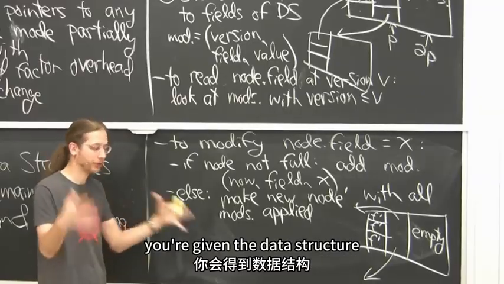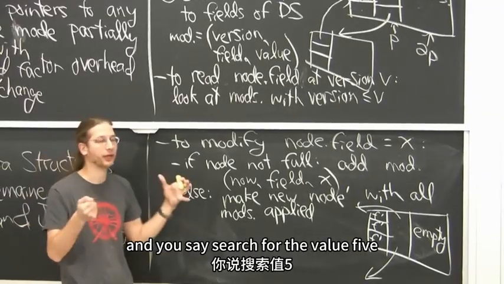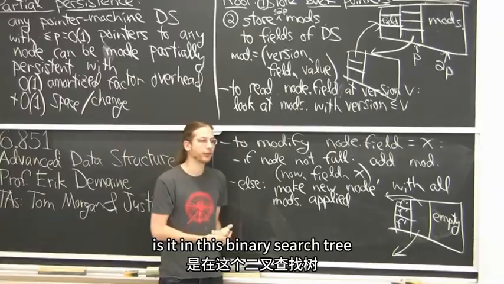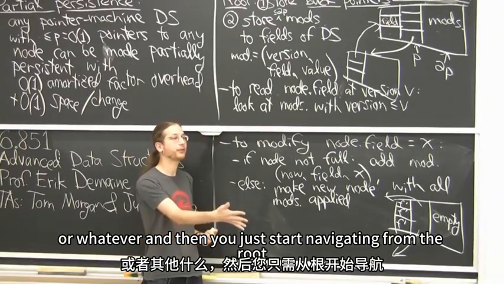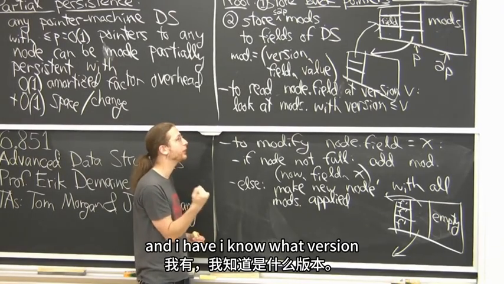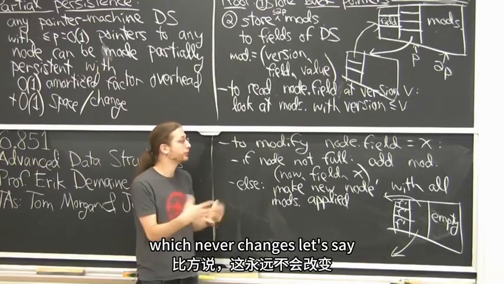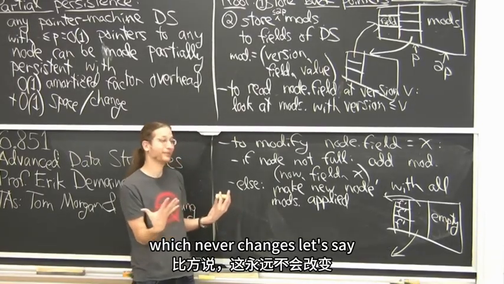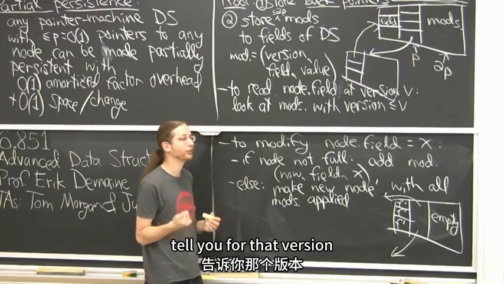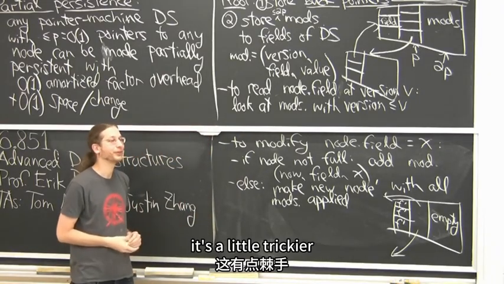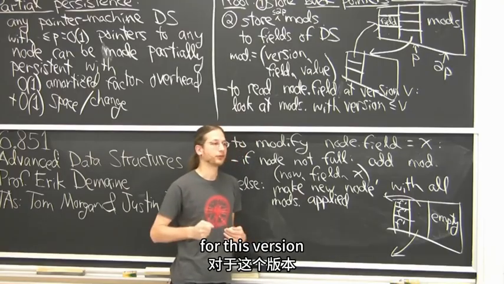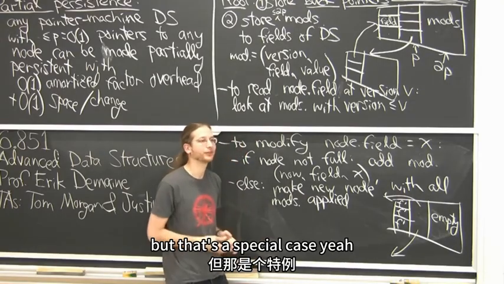You're given the data structure, which is represented by the root node, and you say, search for the value 5. Is it in this binary search tree or whatever? Then you just start navigating from the root, but you know I'm in version 1,000,000 or whatever. I know what version I'm looking for. So you start with the root, which never changes, let's say. Then you follow pointers that tell you for that version where you should be going. I guess at the root version it's a little trickier. You probably want a little array that says for this version, here's the root node. But that's a special case.